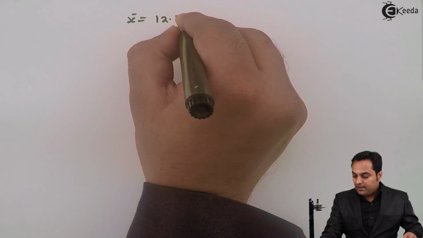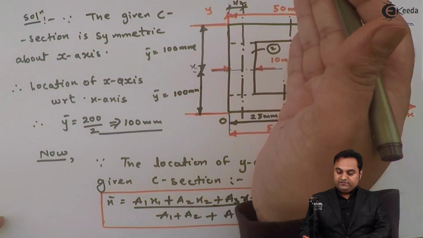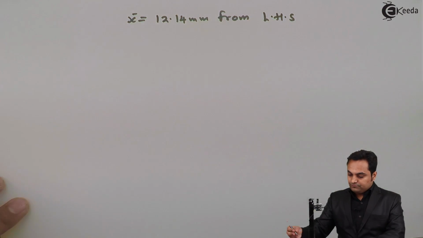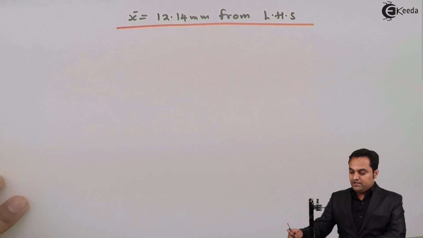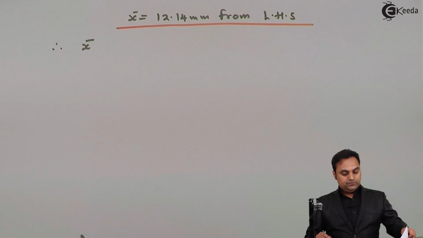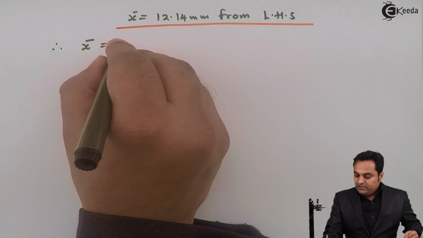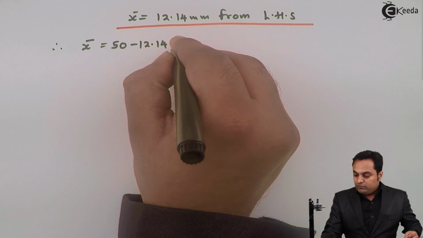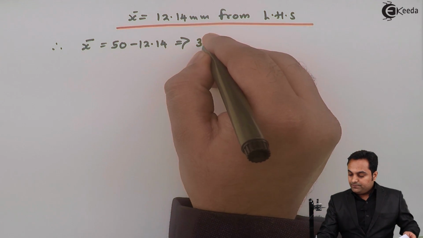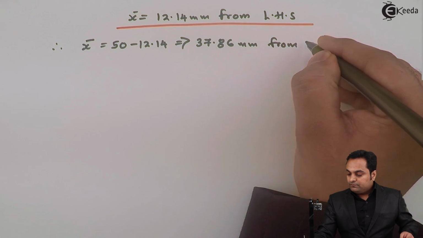So if I add all these values and find the answer, x bar comes out to be 12.14 mm. Now this distance which I have got, the reference was from left hand side, so this is the x bar value from left hand side. Now I can find x bar from right hand side as well, that is from 50 I am going to subtract this value, so 50 minus 12.14, and that gives me the answer as 37.86 mm from right hand side.